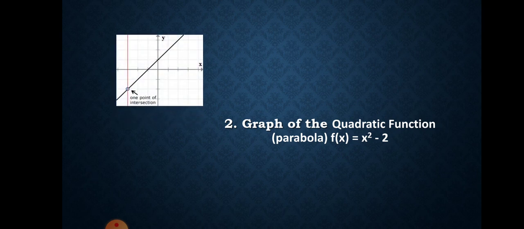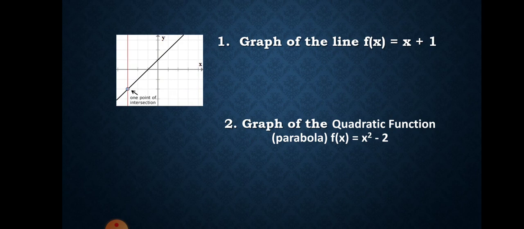Let us take graph number 1. Graph of the line f of x is equal to x plus 1. So that is a straight line. So kung makikita nyo yung red line, that is the vertical line test. Between the red line and the graph of the line, meron po tayong one point of intersection. So definitely, magkakaroon lang po tayo ng isang x value dyan, and that is negative 3. So ibig sabihin, if you will be having one x value, that is a function.